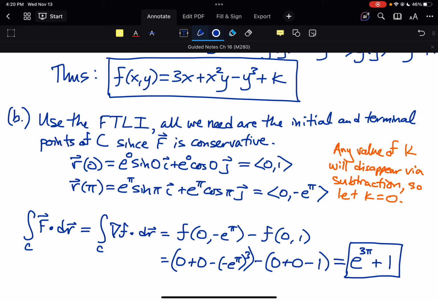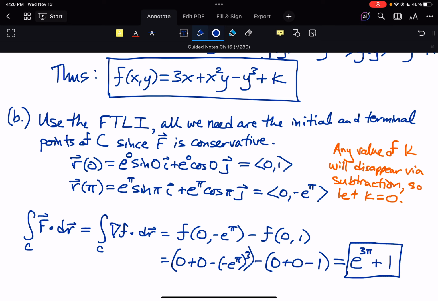So that would be the value of the line integral, found simply by using the endpoints of the curve rather than the entire curve itself, because the entire curve didn't really matter. All that mattered was where it started and where it ended, because the vector field is conservative, so it's independent of path, and that allows us to use the fundamental theorem for line integrals.